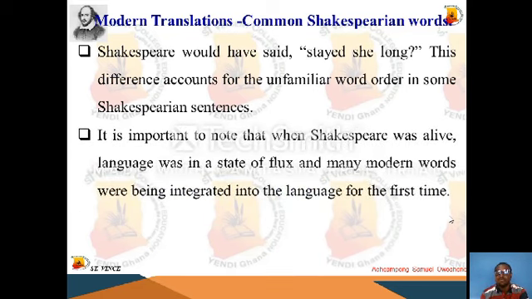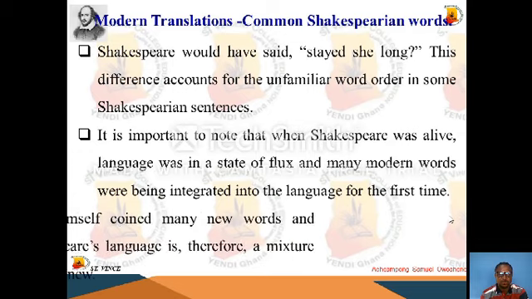It is important to note at this point that when Shakespeare was alive, language was in a state of flux. When we say it's in a state of flux, it means that it was evolving, developing, growing, and many modern words were being integrated into the language for the first time. A lot of things were coming in from Greek, from Latin, from French. There was an influx of words, so they had to economize. When we put too many words in a language at a time, it becomes bloated and difficult to learn going forward.